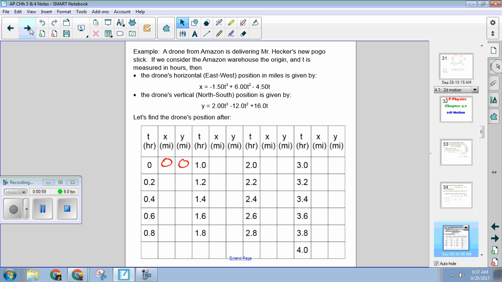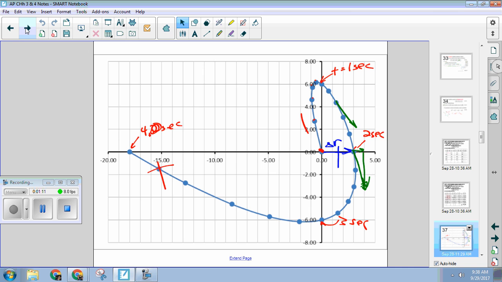Everything else works exactly the same as what we've been doing. If you want to find average velocity, you have to do displacement over time. If you want to find instantaneous velocity, you take a derivative. It's all exactly the same. All right? So what we need to talk about today, then, is acceleration.